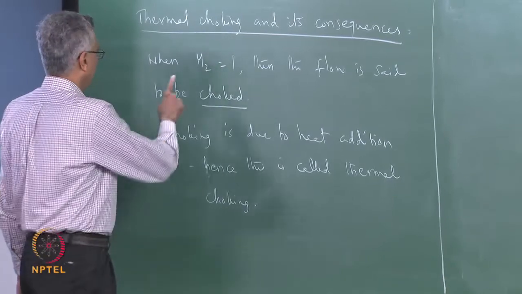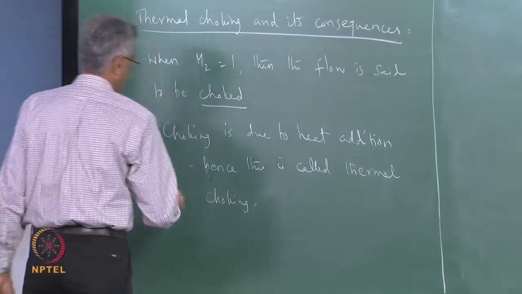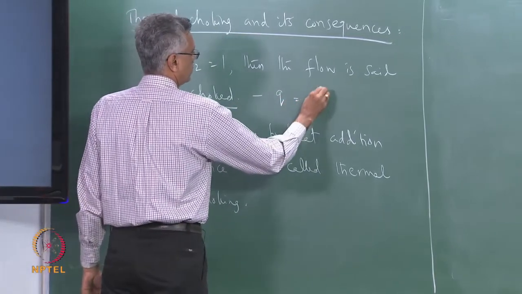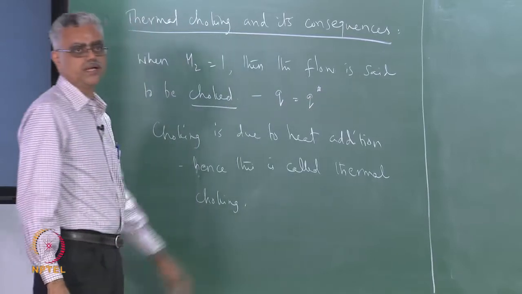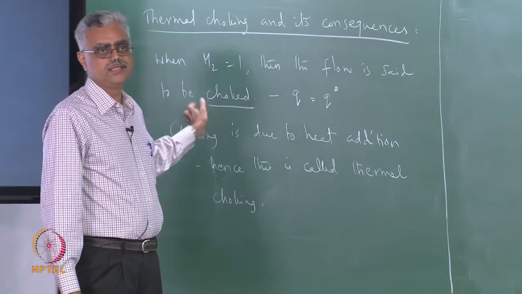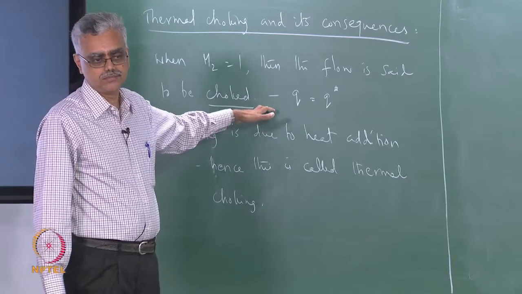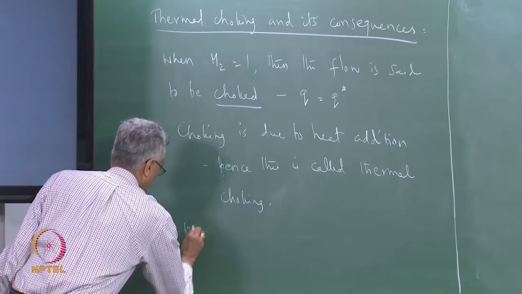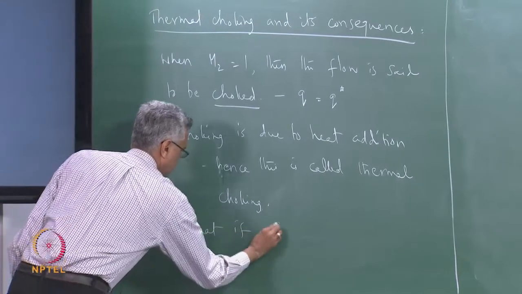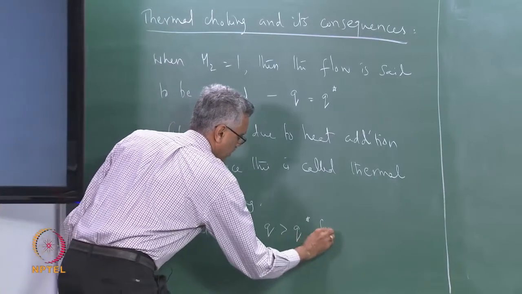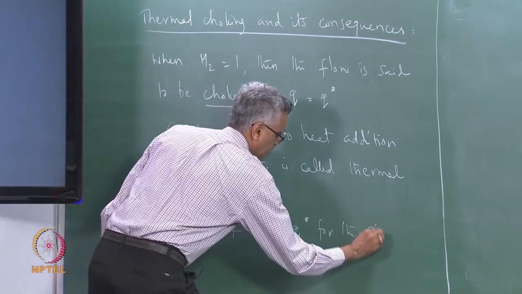And notice that for M to reach this, the amount of heat that we add, we will denote that as q star. So if you add an amount of heat q star for a given value of m dot and A, the exit state becomes sonic. What if I add more heat than q star? That is the question that we wish to answer. So what if the q that we add is greater than q star for the given inlet Mach number?